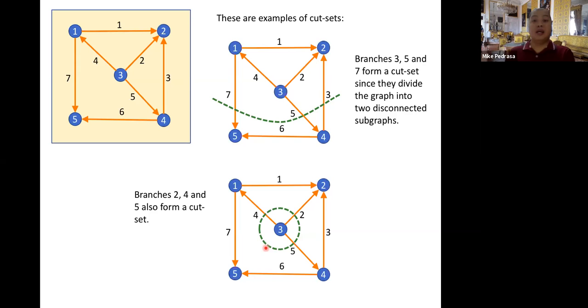At the bottom is another example. So let's say this is our dividing line. We cut the entire graph between this node, an isolated node inside, and these four nodes outside. And the cut set that makes that division is composed of branches 2, 4, and 5. So when we say cut set, it is a set of branches that cuts the graph into two disconnected subgraphs.